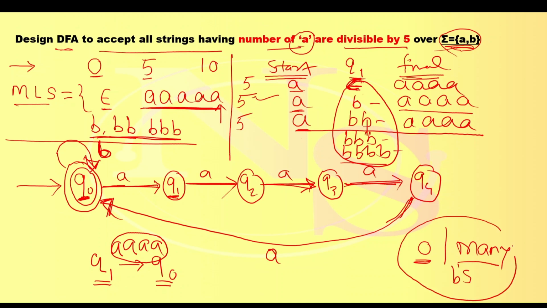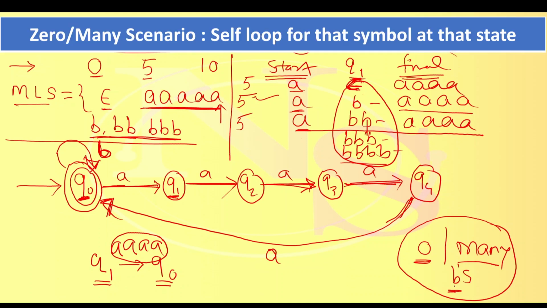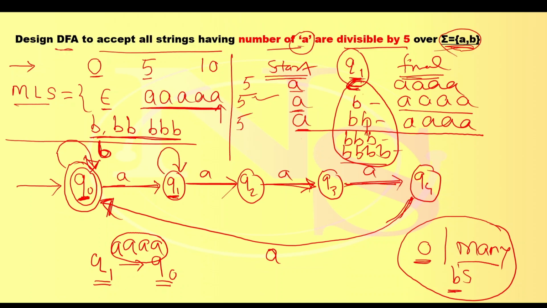So 0 or many scenario for which symbol? B. As we know, whenever there is a scenario of 0 or many in TOC, you need to give the self loop. At which state? State is Q1. So at Q1 there will be a self loop, for which symbol? Symbol B. Now Q1 is deterministic.